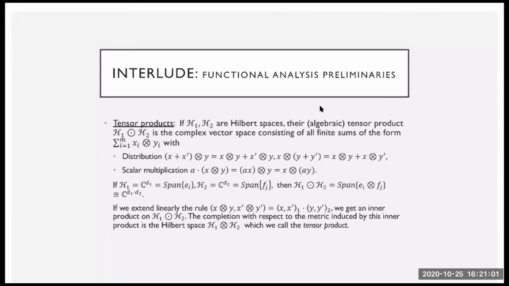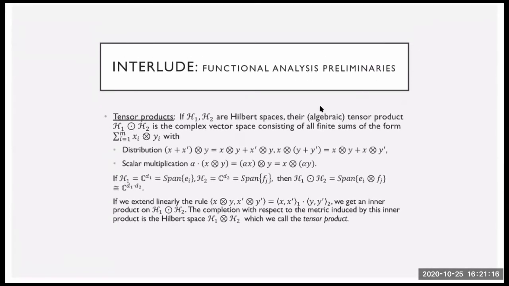But as it is, C to the D1 tensor C to the D2 is just isomorphic to C to the D1 times D2. Now, to have a Hilbert space, we need some inner product and some topological properties of this space after we have the inner product. So you can naively just add this definition of an inner product. If you have a pair X tensor Y and the pair X prime tensor Y prime, you would define the inner product to be the inner product of X with X prime from H1 times the inner product of Y with Y prime from H2. So this Hilbert space has an inner product, and this Hilbert space has an inner product, and you just multiply them. The problem is that the elements of H1 tensor H2 are not these kinds of elements, right? They are sums of these kinds of elements, but you just extend it linearly.